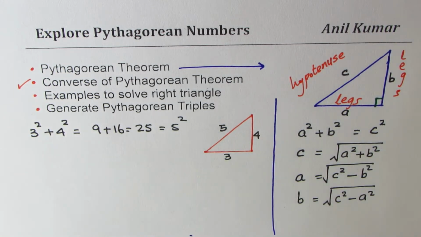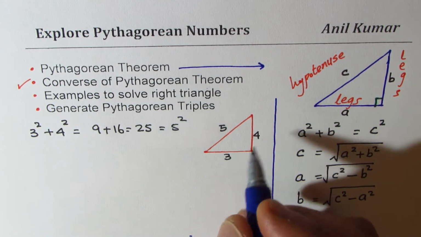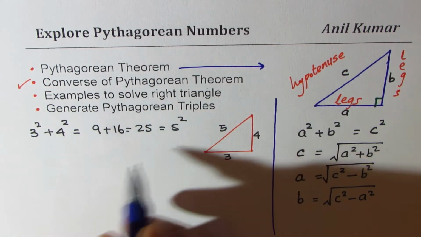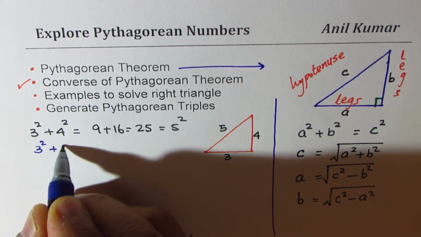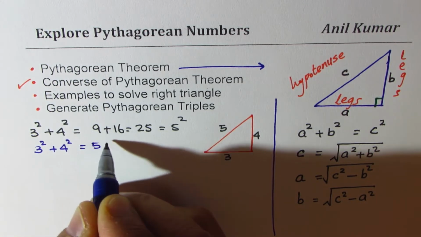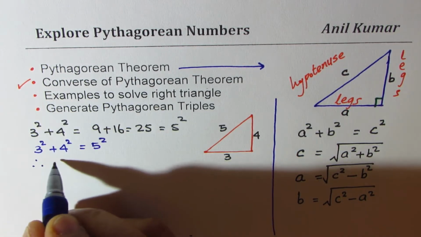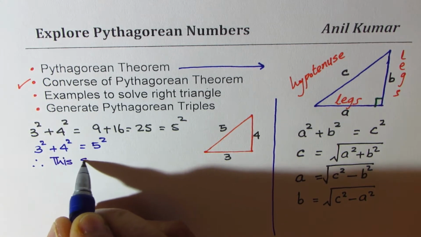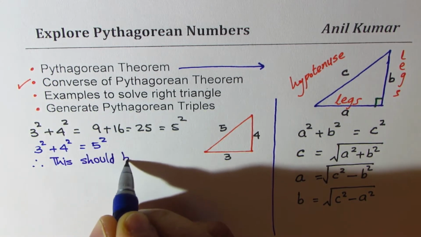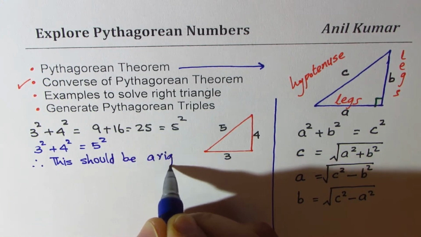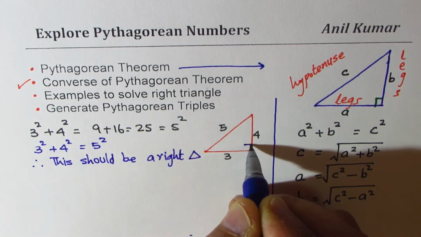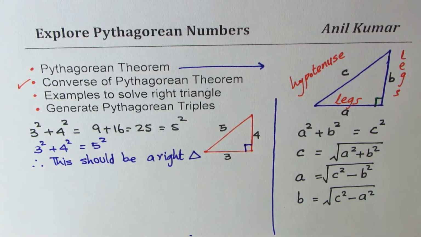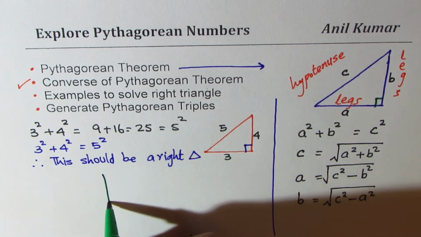Do you see that? So in this particular diagram of a triangle, we found that the sum of squares of the smaller sides is equal to that of the bigger side. Therefore, this should be a right triangle. So this angle should be 90 degrees. That is the converse of Pythagorean theorem. Perfect. So that is how you could actually see Pythagorean theorem in different ways. Since we have learned all this, let me take quickly some examples.